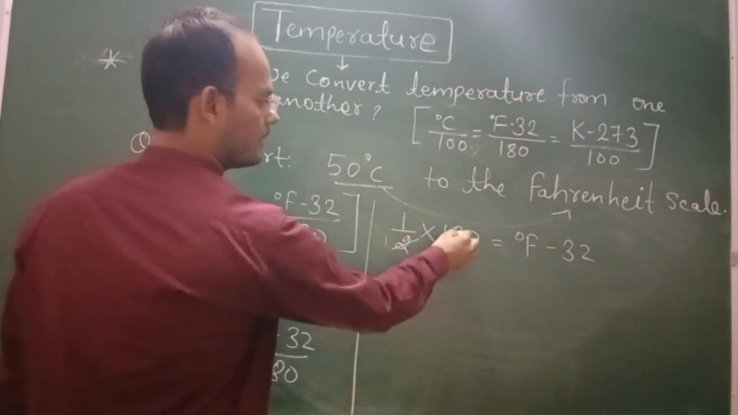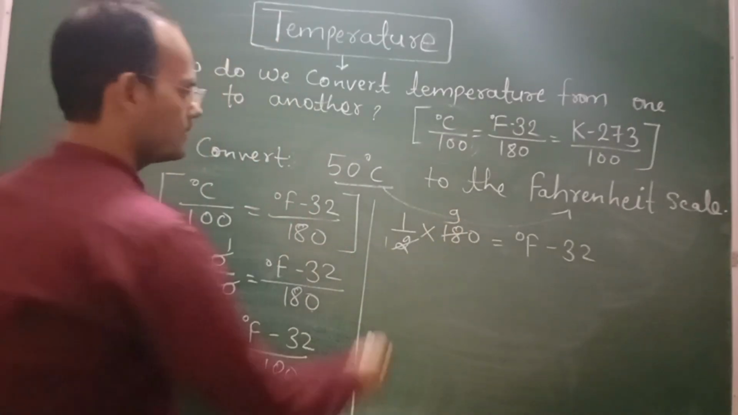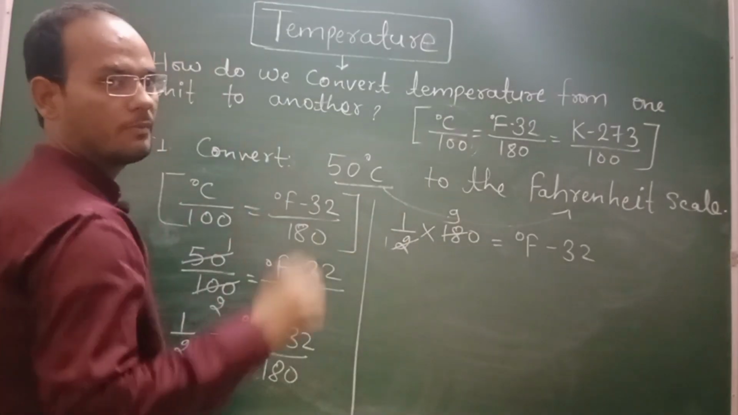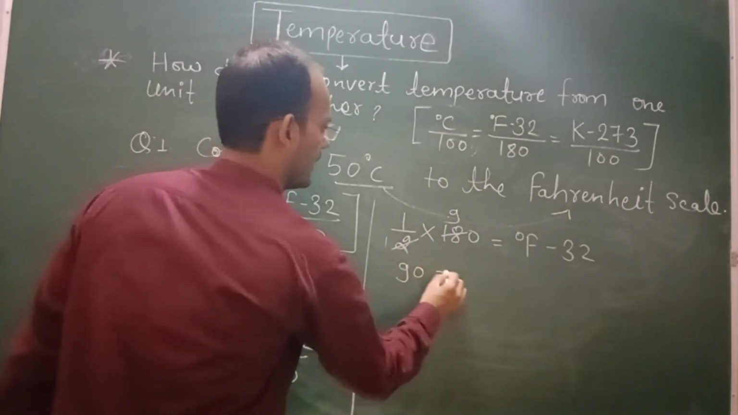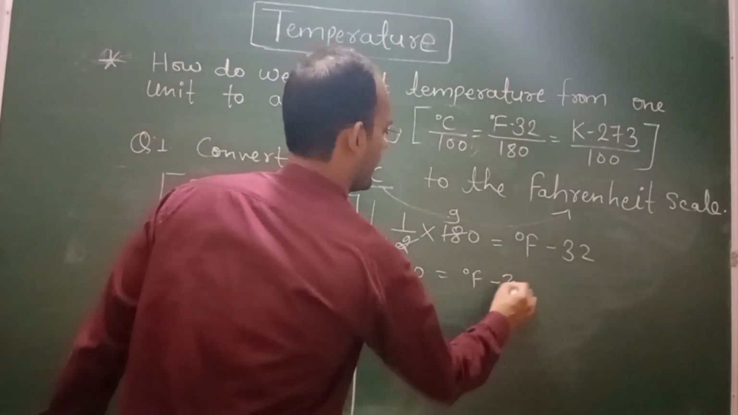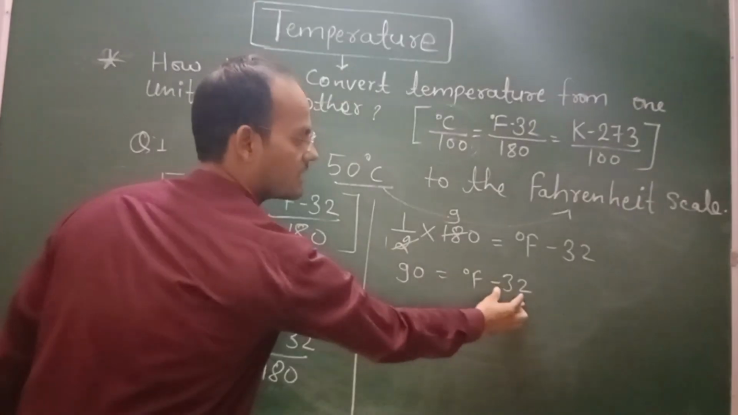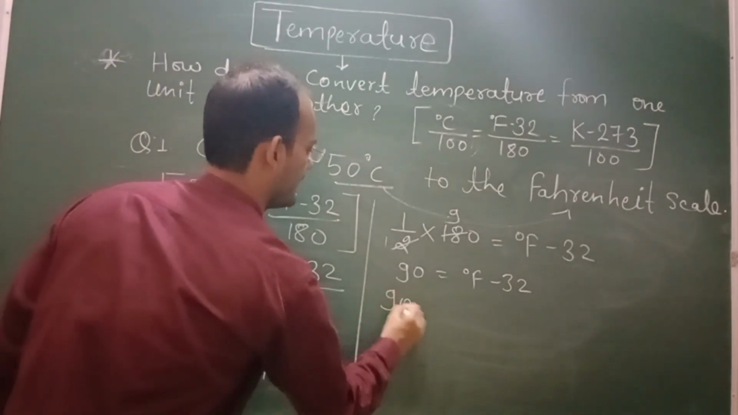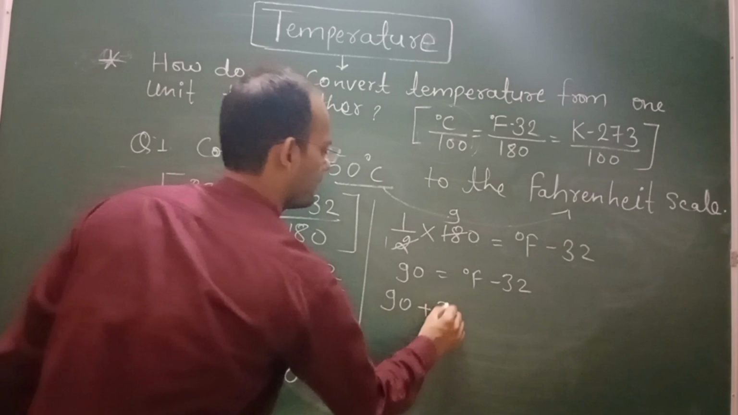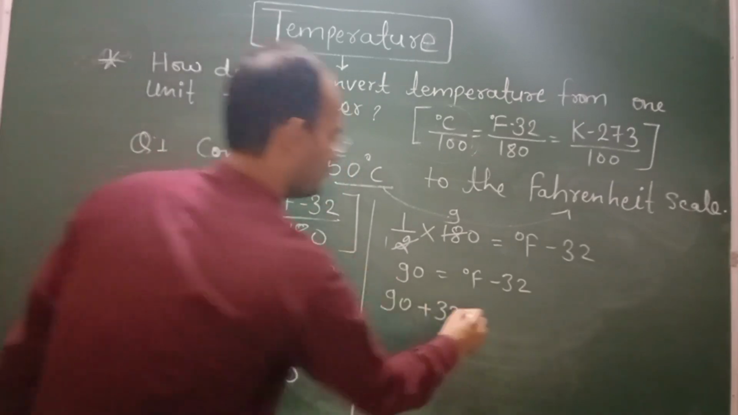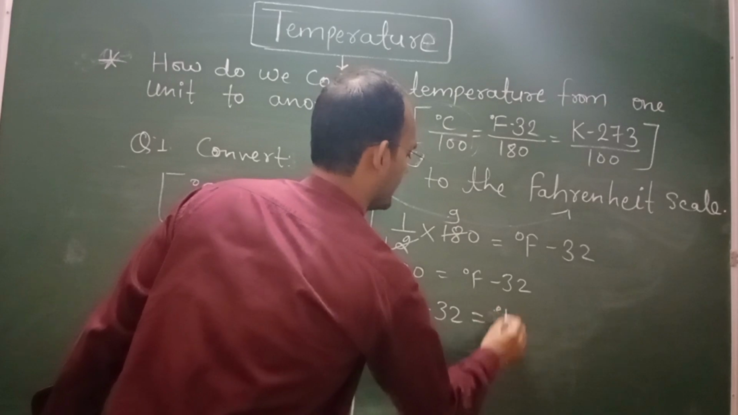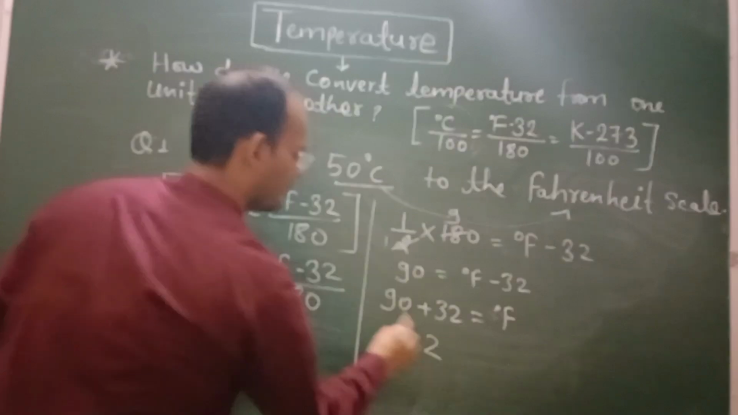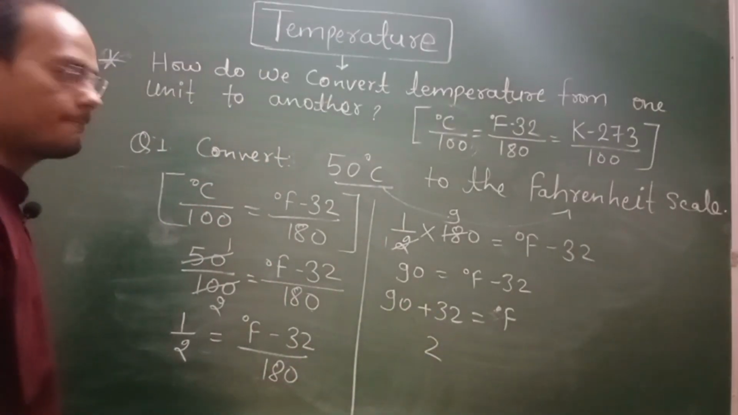2 1s are 2 and 2 9s are 18. So 90 multiplied by 1, what will be 90? 90 is equal to degree Fahrenheit minus 32. Bring this minus value to this side, it makes it positive. So 90 and the minus value becomes positive plus 32, equal to degree Fahrenheit. Calculate this one. 0 and 2 is 2, 9 and 3 is 12, what will be the answer? 122.